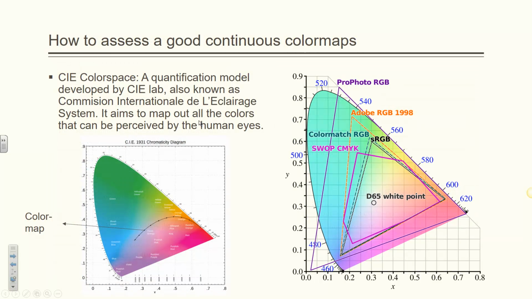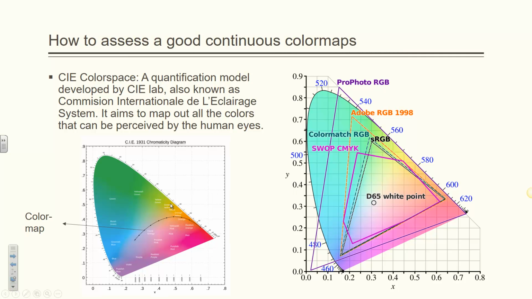So first, what is the color space? The CIE color model is the color space model created by the International Commission on Illumination, known as the CIE. They created this color space to map out all the colors that can be perceived by the human eyes. This paper also compared other color spaces to this one, like the Adobe RGB. Different color spaces will present different parts of this color space.